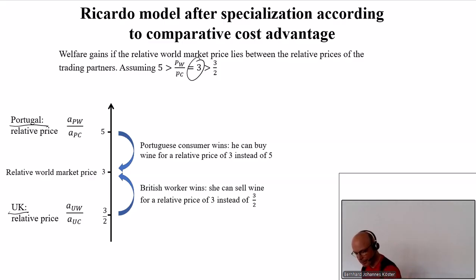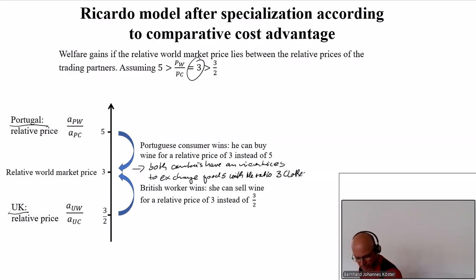So both countries have an incentive to exchange goods with the ratio 3 clothes for 1 liter wine.